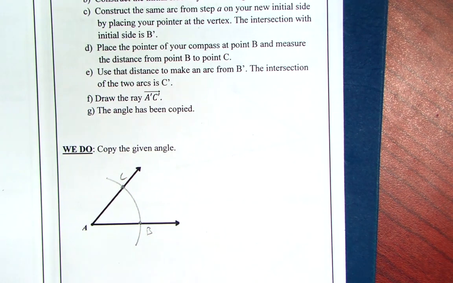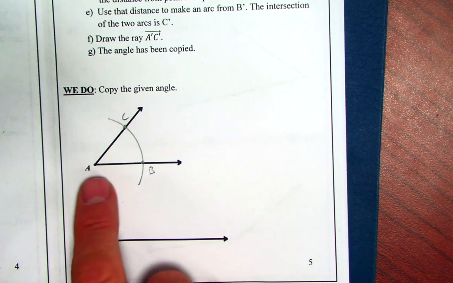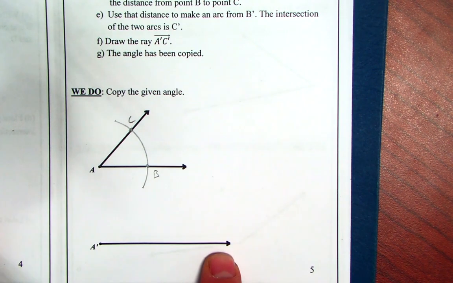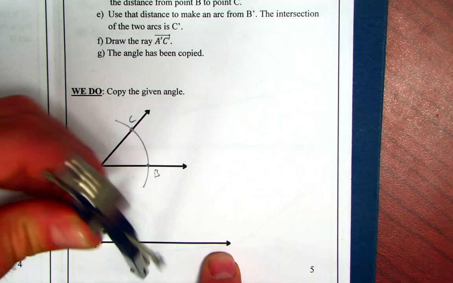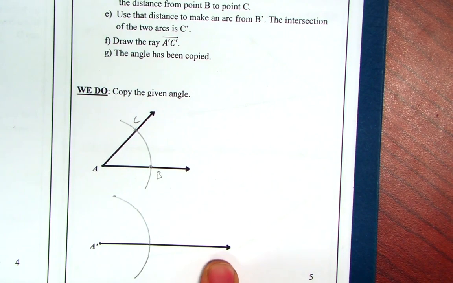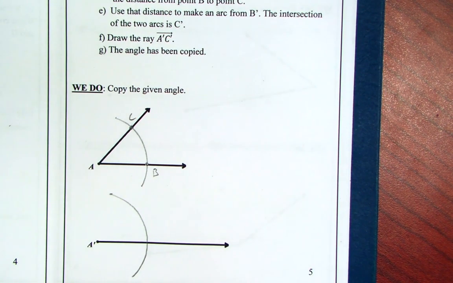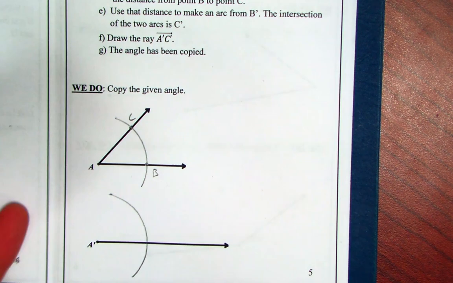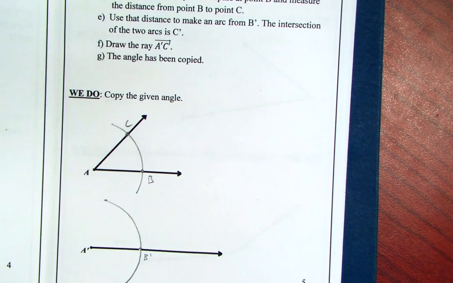Now, the second step says construct the initial side of your new angle. Well, I have the initial side. All you have to do is draw a ray. Okay, so any ray will do. That's our initial side. This is our new initial side. And we're going to construct that same arc with our compass pointer at A prime. Okay, now this intersection, or this point, is B prime.